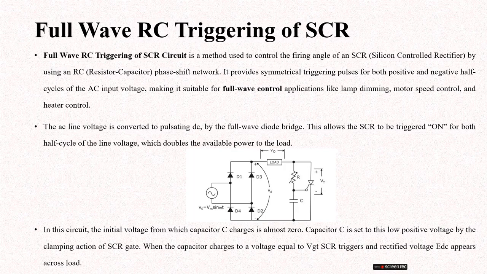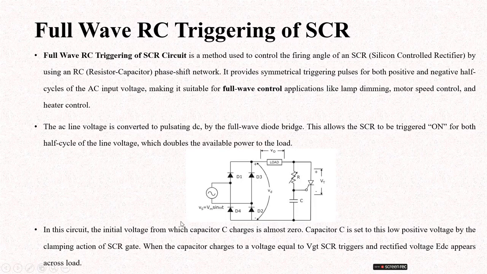The circuit converts the AC voltage into pulsating DC by the full wave diode bridge circuit. Then the diode output voltage allows the SCR to be triggered on for both half cycles of the line voltage, which doubles the available power to the load.